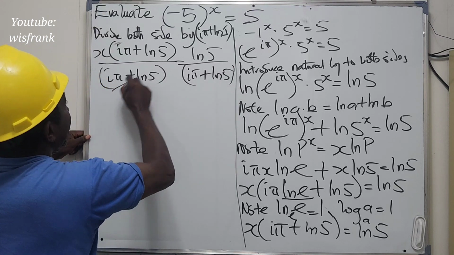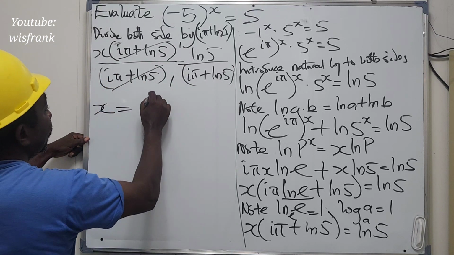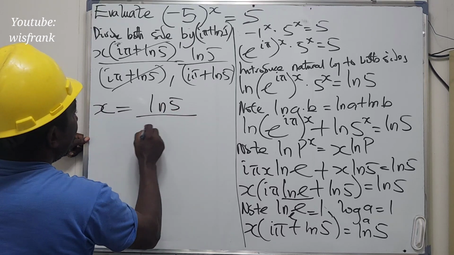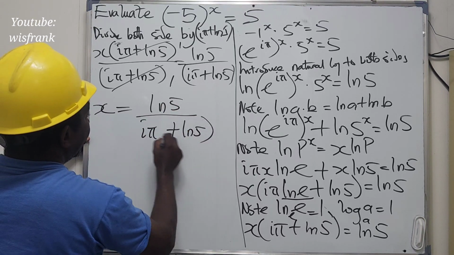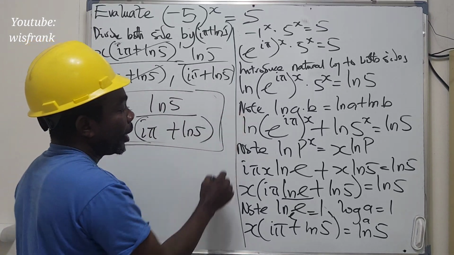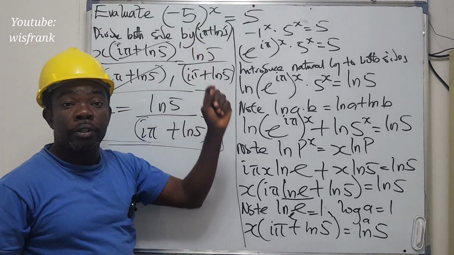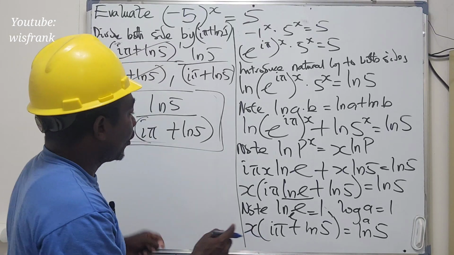So this is what we have. This will cancel here and this will cancel here. We have a value of x equals ln 5 all over iπ plus ln 5. So this is the value of x that we have, and it satisfies this equation. That is for the first method. We are going to look at the second method.